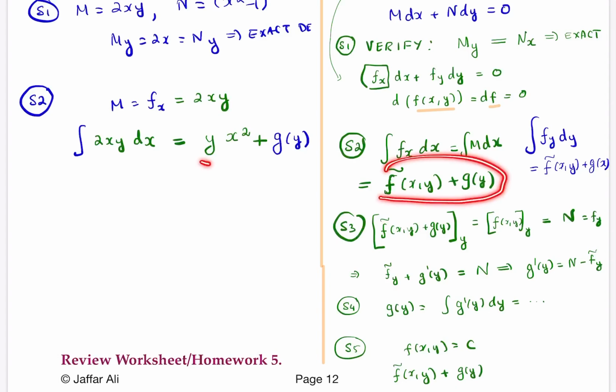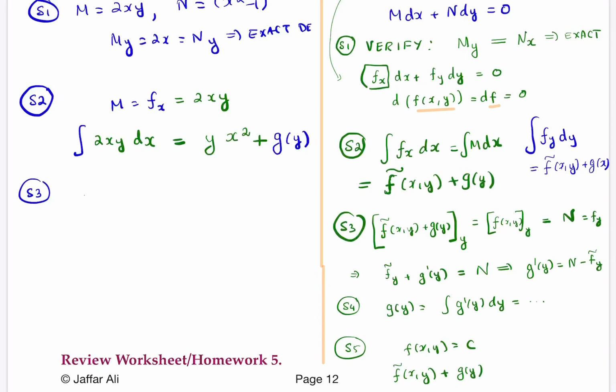And this is what I mean by the f tilde of x, y. This f tilde of x, y is this right here, and here's your g of y, right there. Now, what's the next step? We're going to take this entire thing and find the derivative of it with respect to y, as we just showed over here.